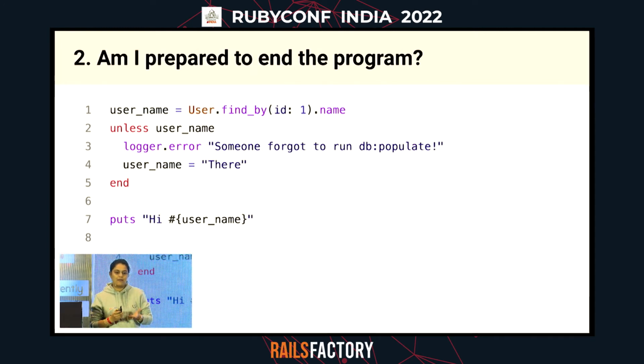Second question: am I prepared to end the program? Remember, when any exception goes unhandled, it will end the program or the current request. In such cases, are you really sure that you want to end the program? Instead, look if you can replace the expected result with any benign value.